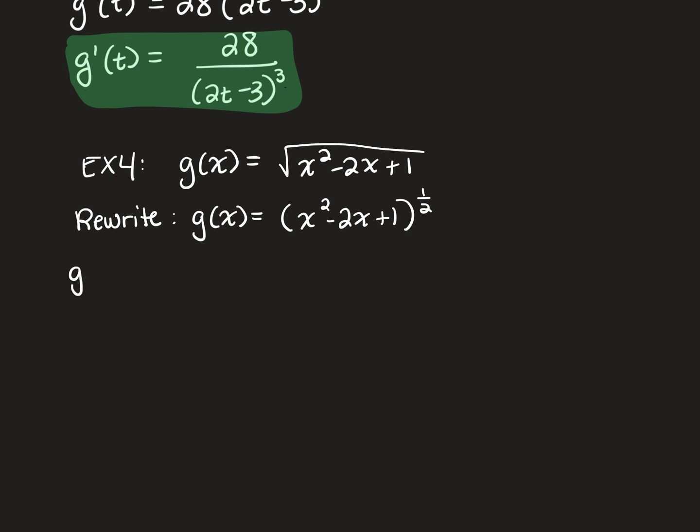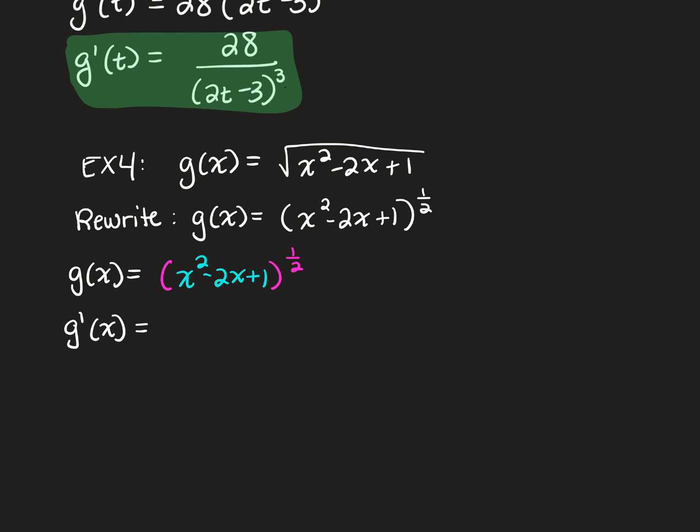And then I like to think about them as being outside and inside functions. So hopefully by now you're recognizing that the outside function is that thing being raised to the 1/2 power, and the inside function is that thing inside. And then using our chain rule, we can find the derivative.